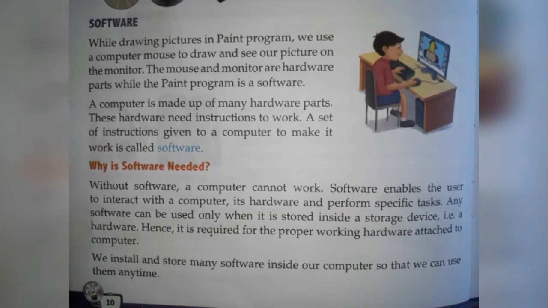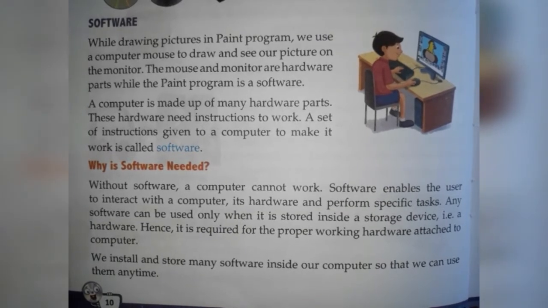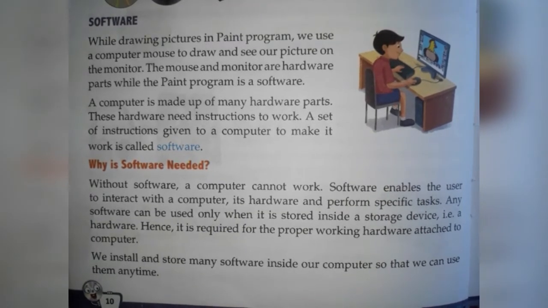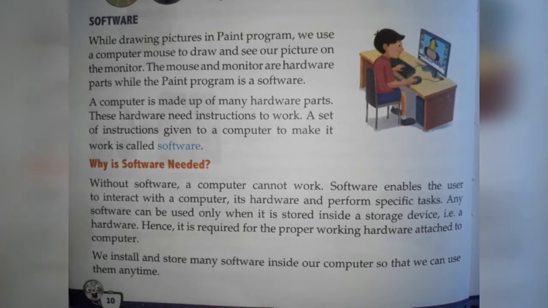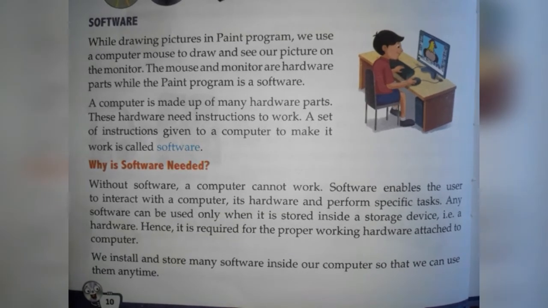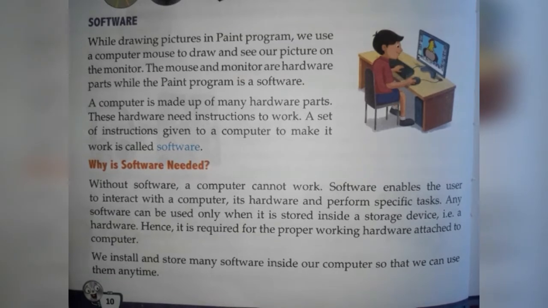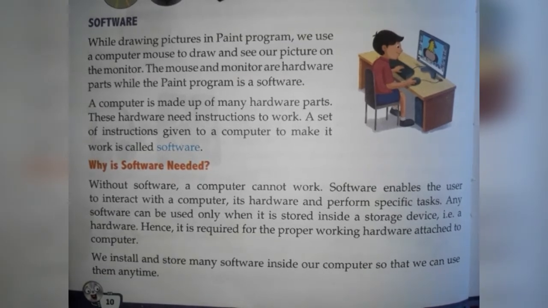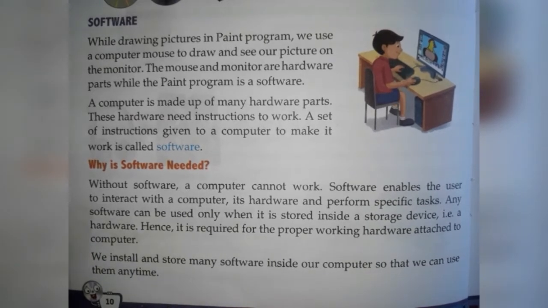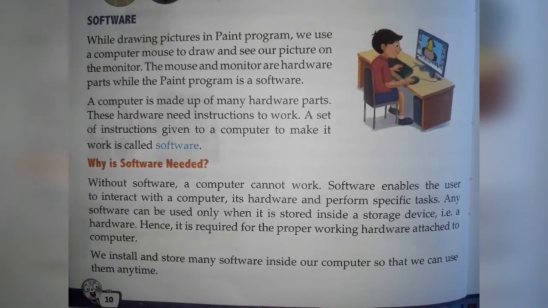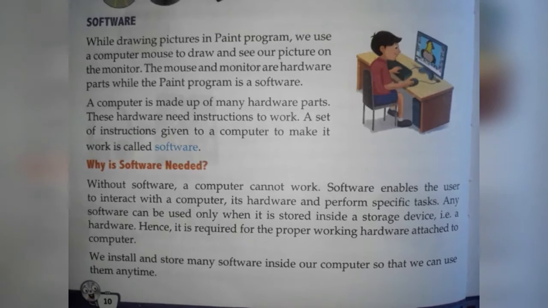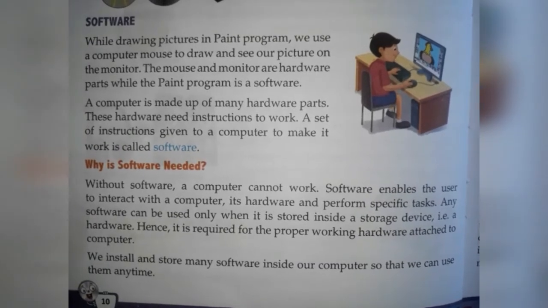The important thing is that a software can be used only when it is inside a storage device, that is a hardware. So a computer program or a software, for example we can say Paint is a software, and the thing on which it is installed is called the hardware, which is the computer. So the two parts, the hardware and the software, are the two important components of a computer.